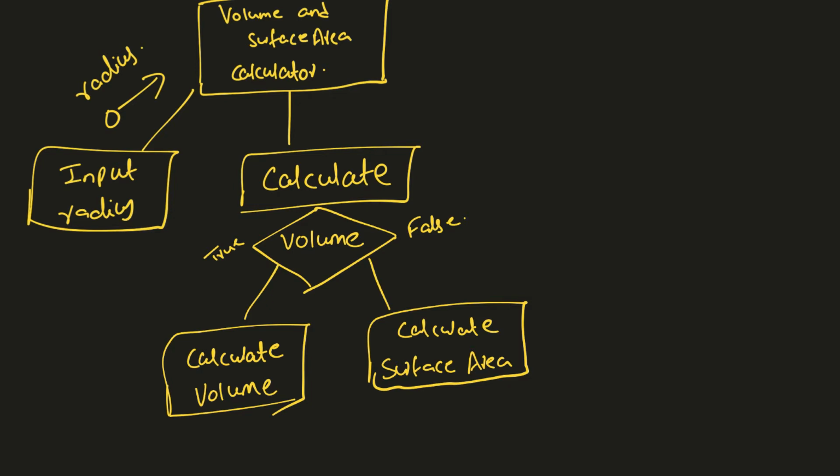Now what we need to understand is that if it's volume, then you'll be passing in the radius. The radius will be passed, and then you'll be passing back the answer. So the radius will be sent as an input, and the answer will be sent as an output. So here we have the answer.